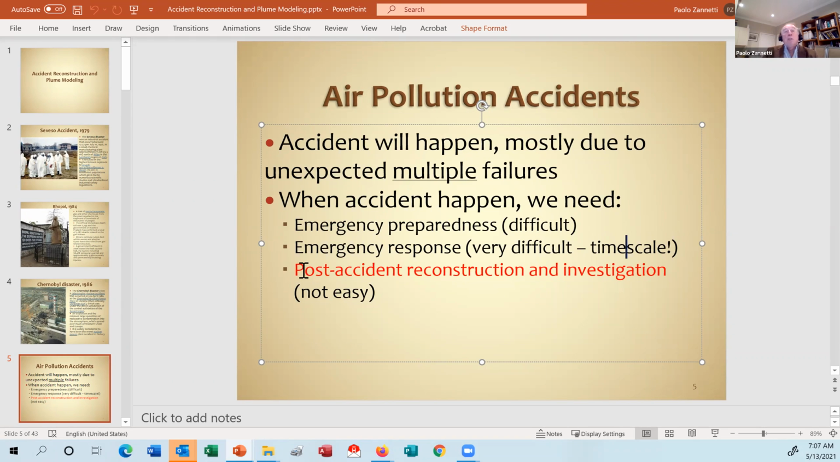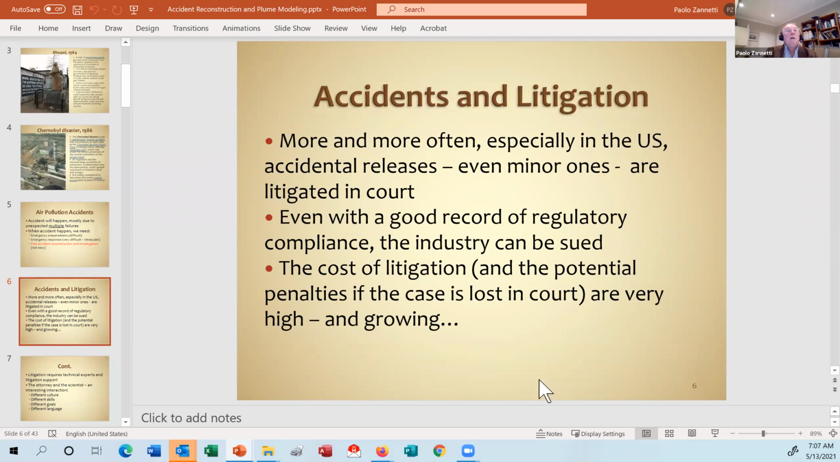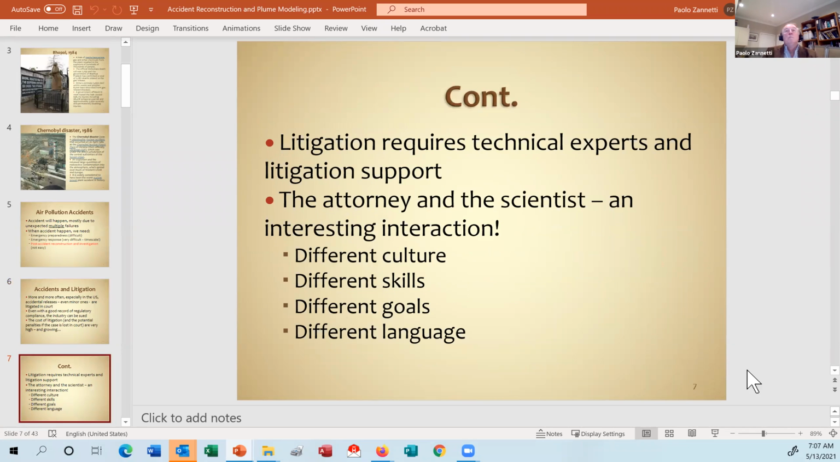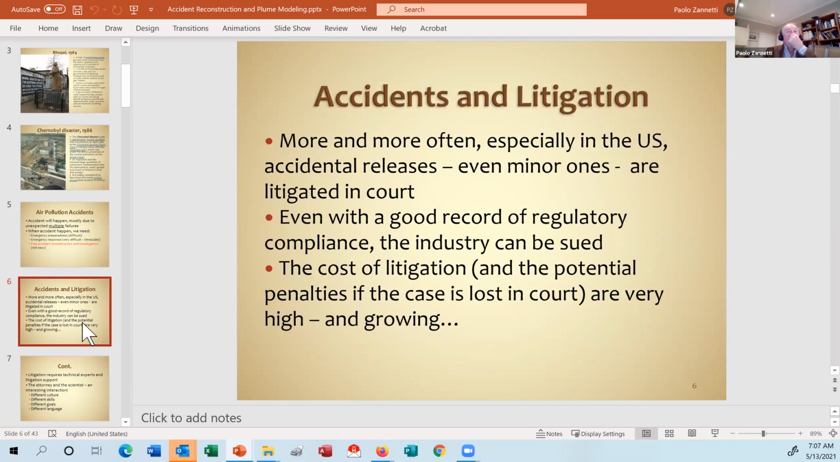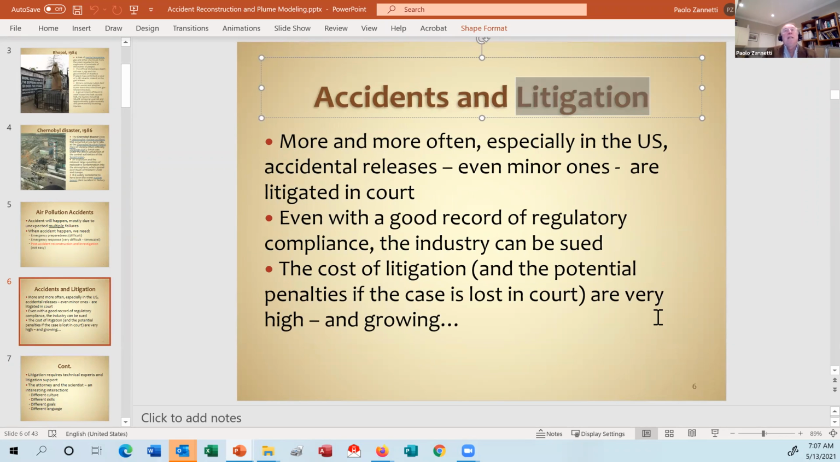But what we can do is the post-accident response, the post-accident reconstruction and investigation. And that's what I've done in many, many cases. In the United States and in the Western world in general, after an accident, there is litigation. Especially in the United States, the amount of litigation is enormous.